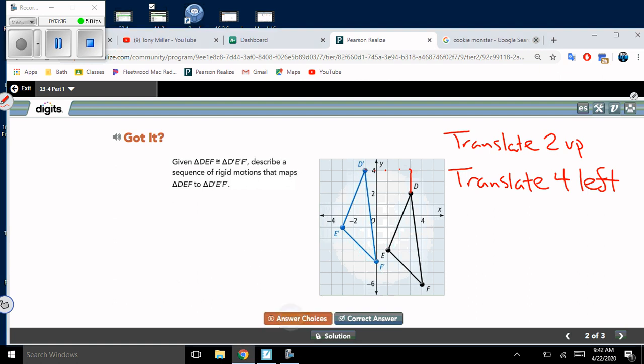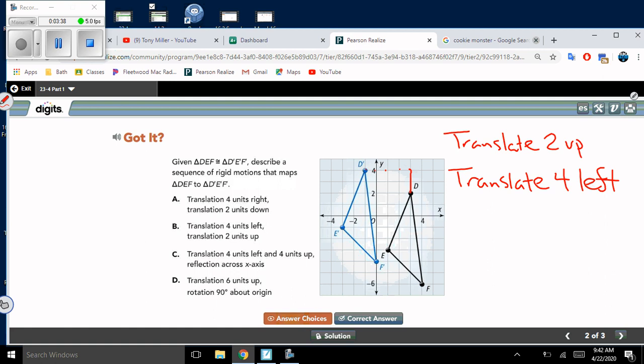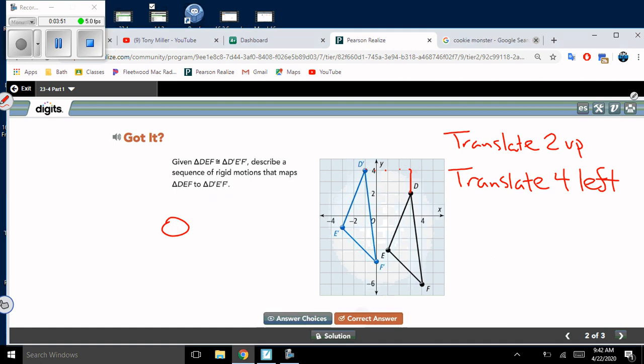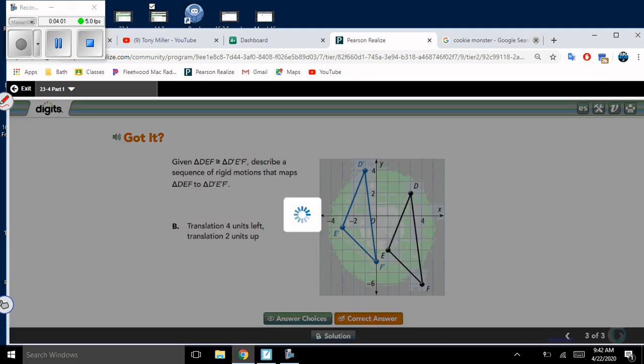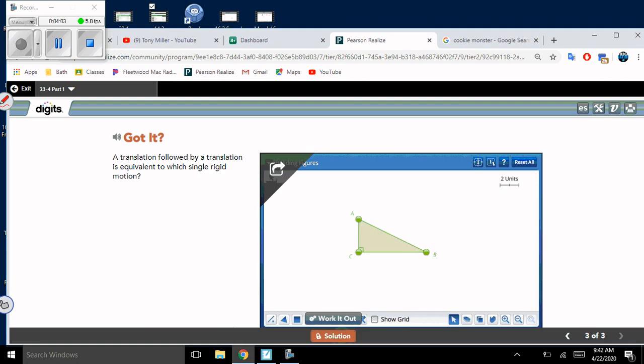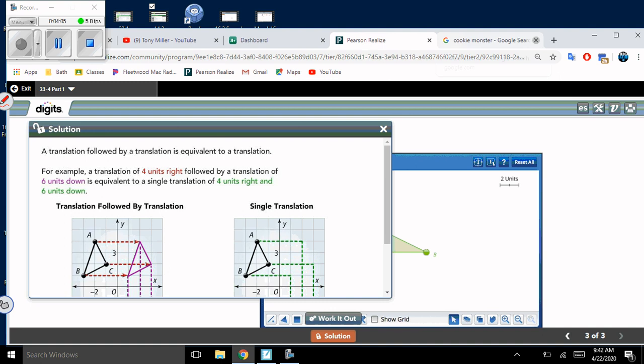Again, this being multiple choice in a lot of cases is going to make it pretty easy. So obviously we've got 4 left, 2 up. That should be letter B, should be your correct answer. And in fact, it is. As I said, the third slide here simply tells you a translation followed by a translation simply produces a translation. So this is their whole point right here. Translation followed by a translation is equivalent to a translation.